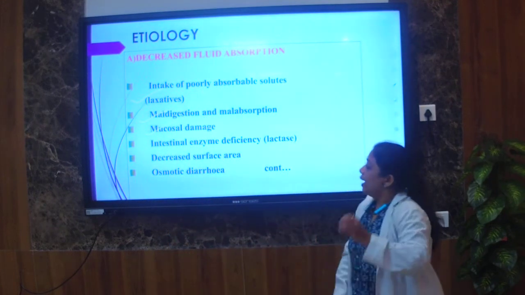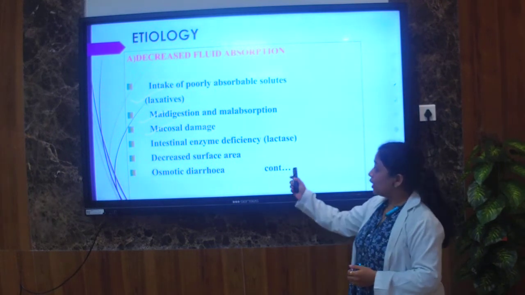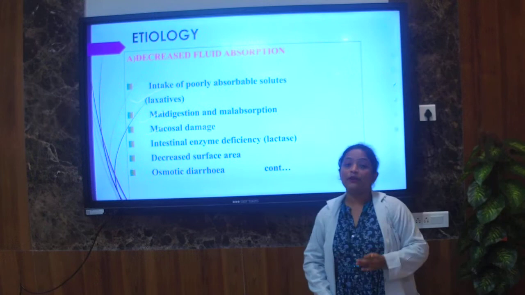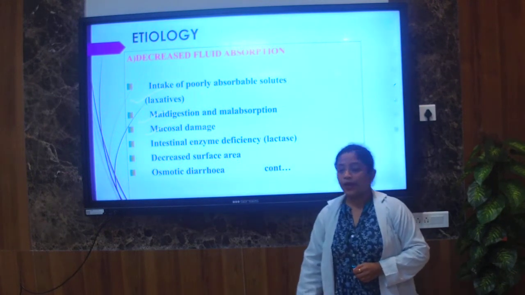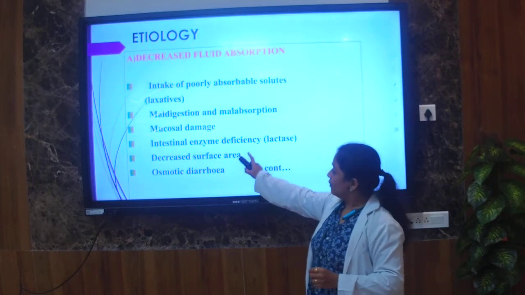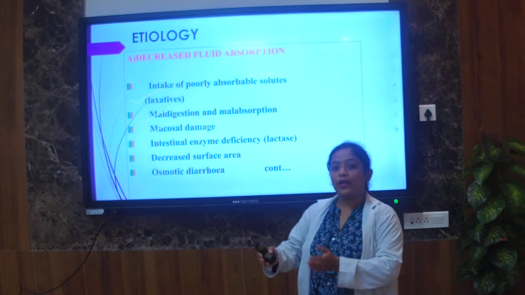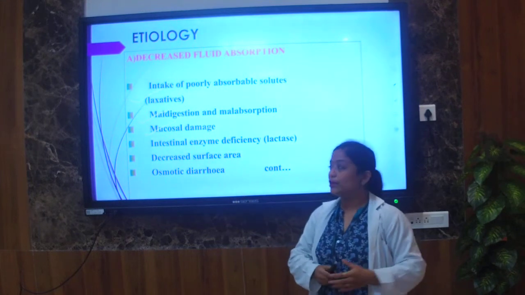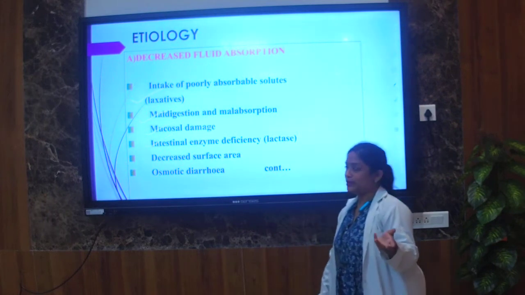Then, intestinal enzyme deficiency, lactase. During intestinal enzyme deficiency, this also leads to diarrhea. Okay? When your enzymes start differentiating, the proper intake of food is not absorbed, and that also leads to this enzyme decrease. Okay, or deficiency of the enzymes.